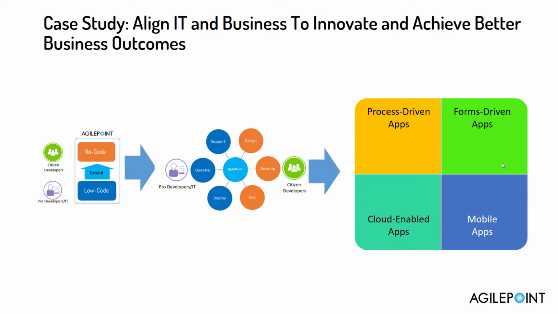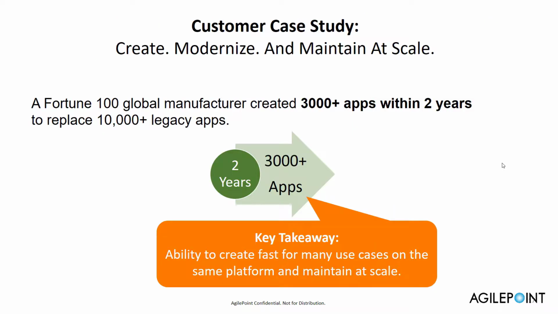The first example I'd like to go through really gives you a sense of the scale at which AgilePoint can be used. The example comes from a Fortune 100 manufacturer who used AgilePoint to create 3,000 applications in a two-year period. And not only is the speed at which they built these applications extremely compelling, but also just how considerably they consolidated their legacy application portfolio, with 3,000 AgilePoint applications handling the workload of 10,000 applications built on homegrown technologies.